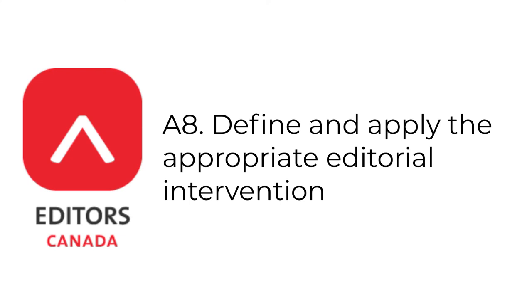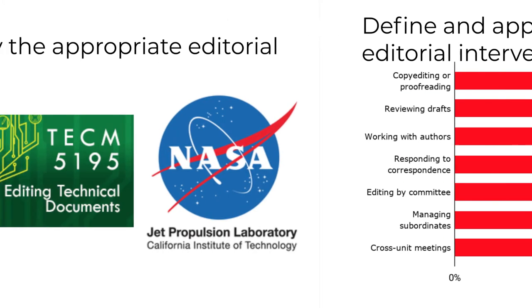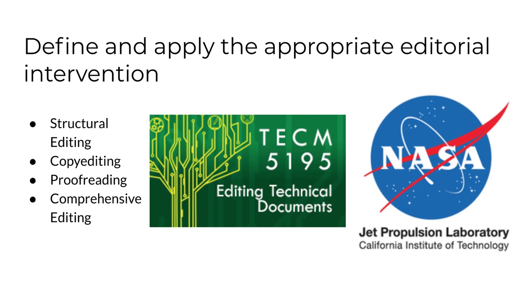The eighth standard states that editors must be able to identify the appropriate editorial intervention for each project. In Module 1, we saw the survey results from those 190 tech editors from back in 2011. Their most common activity was copy editing or proofreading, but multiple levels of edit were the norm. So this standard means editors must understand and assess content quality at multiple levels of edit.